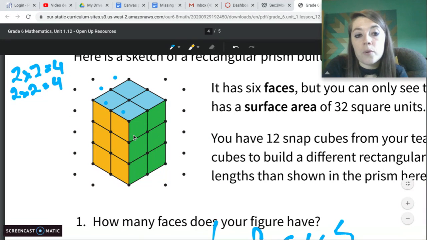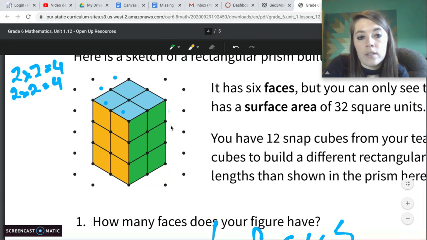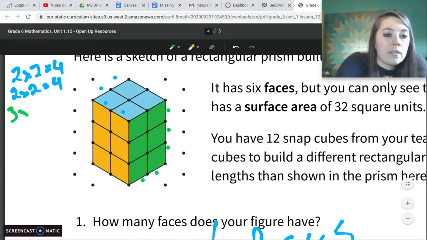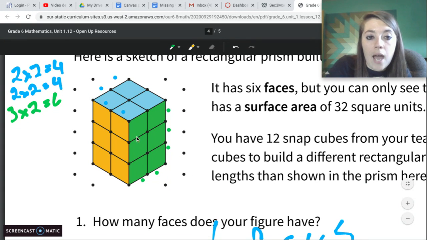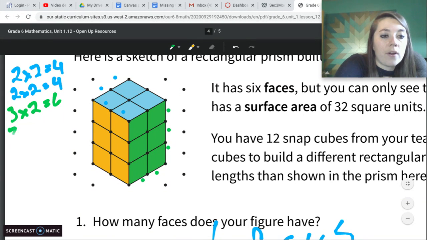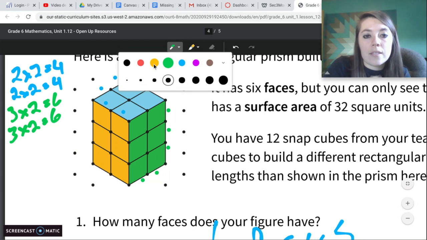Now, we have this green side here. Let me switch my colors so they match. So we've got 1, 2, 3 by 1, 2. So 3 times 2 equals 6. Now, the side opposite this, which would be back here, where we can't see it, is going to have those same dimensions. So we have another 3 times 2 equals 6.